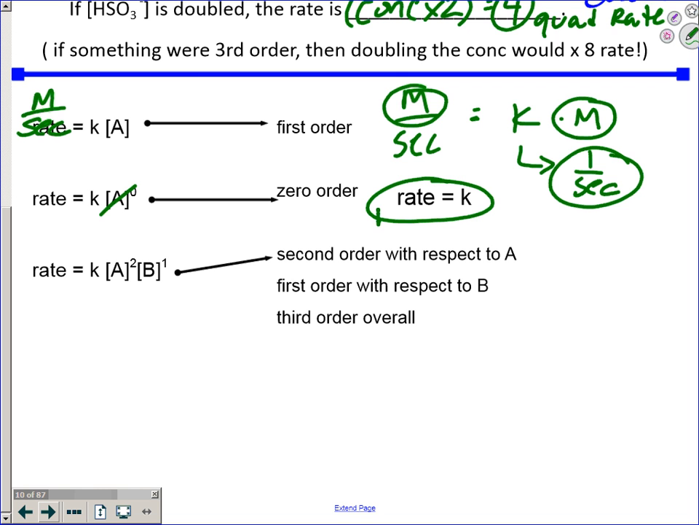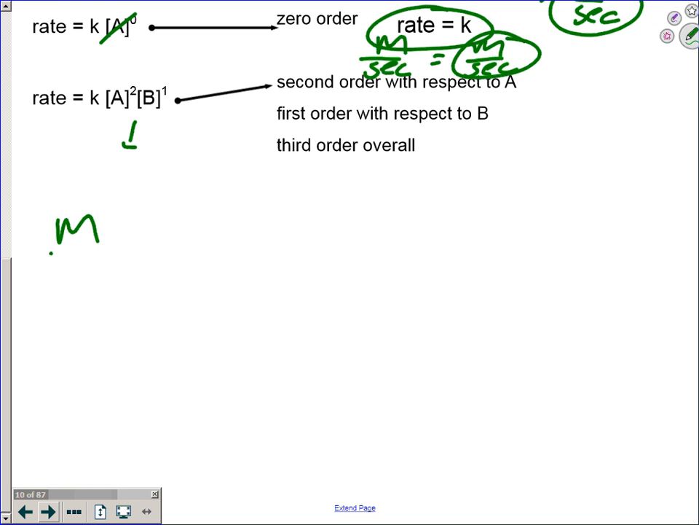So if rate is molarity per second always, what is K here? Molarity per second, right? Okay, so in a zero order reaction, K is molarity per second, or molarity per time. So for this one, rate is molarity per second. K, what are these collectively?